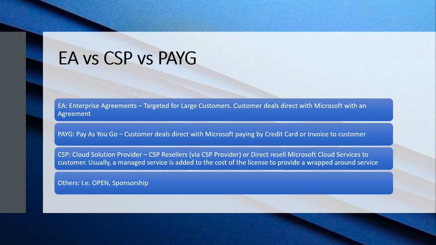For CSP, the partner resells the Microsoft licenses and subscriptions to the other customers. A direct CSP partner buys and sells directly with Microsoft. An indirect CSP reseller buys and sells through a CSP provider like exeed. There are other ways you can get Azure subscriptions, like through the Open program and Azure sponsorship for the likes of not-for-profit organizations. We won't really cover them today since the focus is around CSP.